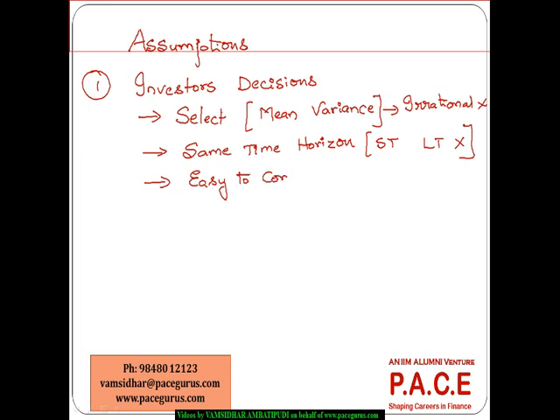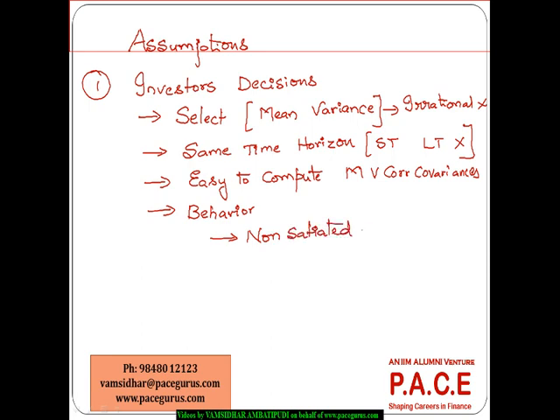It is also assumed to be easy to compute the mean, variance, standard deviation, correlation and covariance between the securities which constitute the portfolio. All the details are known very well in advance. And apart from that, it also makes assumptions about the behavior of the investor. The major assumption regarding behavior is that investors are always non-satiated. What does non-satiated mean? They always prefer more to less.